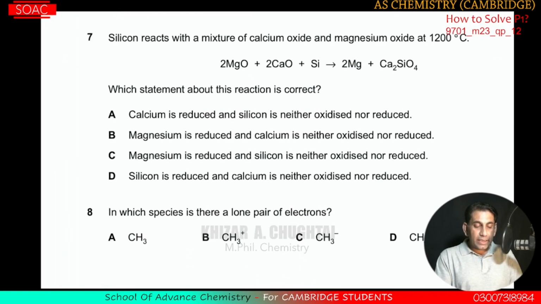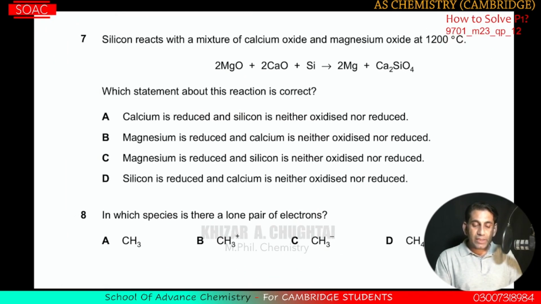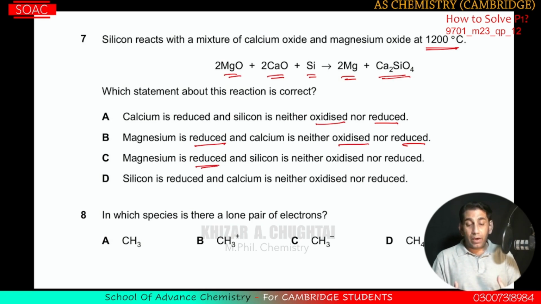Question number 7. Silicon reacts with a mixture of calcium oxide and magnesium oxide at 1200 degrees Celsius. Magnesium oxide plus calcium oxide plus silicon goes to 2 moles of magnesium and calcium silicon tetroxide. Which statement about the reaction is correct? Calcium is reduced; silicon is neither oxidized nor reduced; magnesium is reduced; calcium is neither oxidized nor reduced. This is once again a question about a redox reaction.